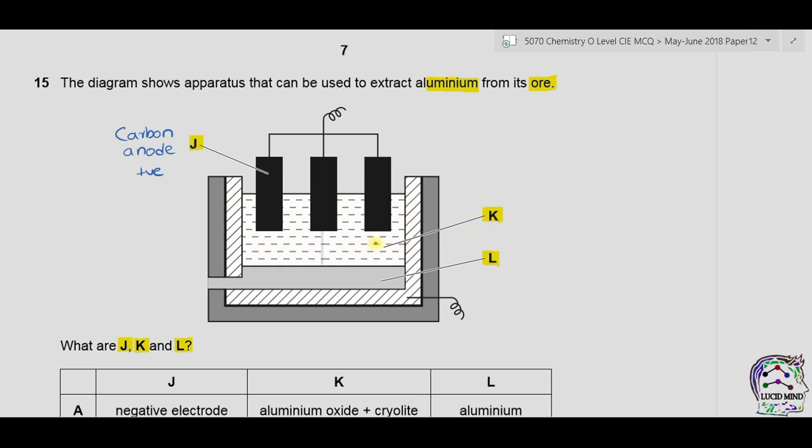K is electrolyte, that is electrolyzed using this electrolysis process, as it is aluminum ore. So therefore K consists of aluminum oxide dissolved in cryolite. High temperature is present, so therefore this is in molten form. Temperature is about 950 degrees centigrade. L is liquid aluminum, which is taken out from here.